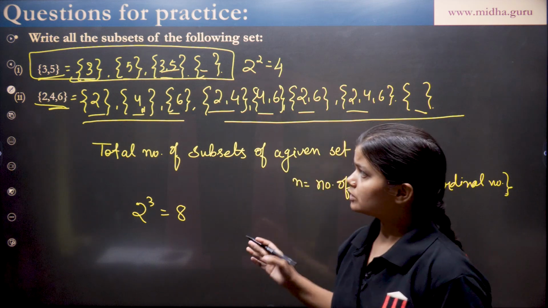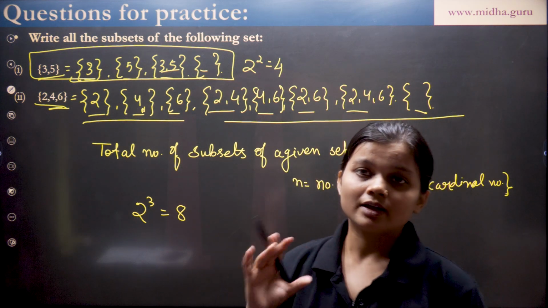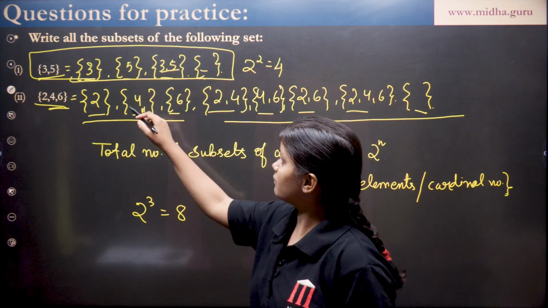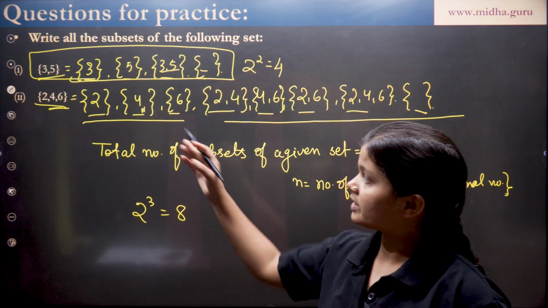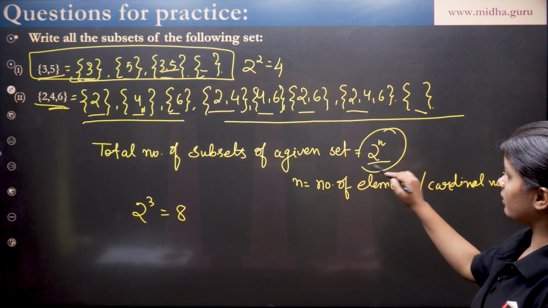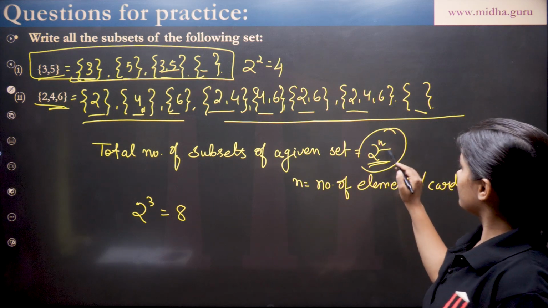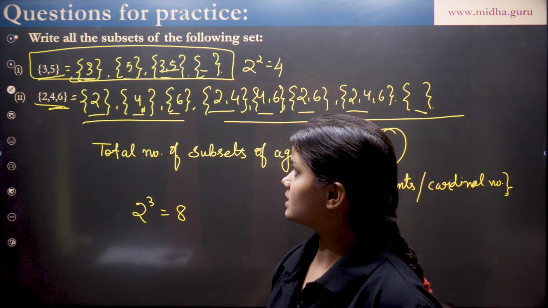Okay, clear? So to find the subsets, if the question is asked, write the total number of subsets, you have to write like this. And if the question is asked, how many subsets are present in this set, just use this formula, 2 to the power n, where n is the number of elements inside that set. Okay, so I hope this is clear.